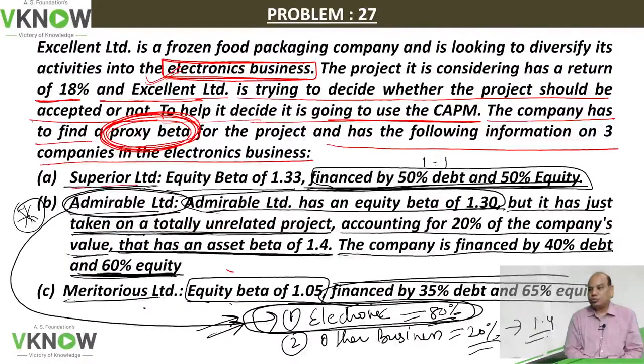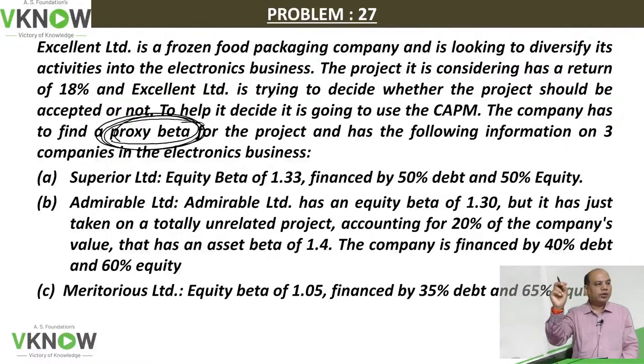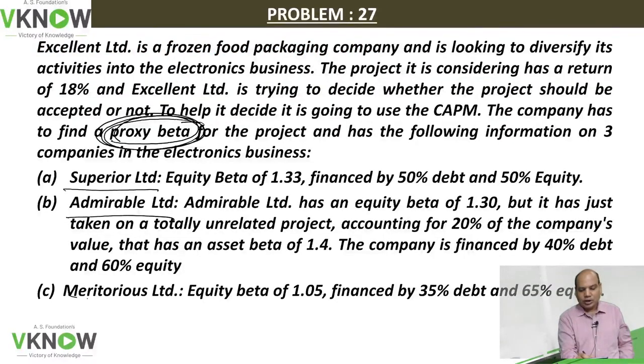So what I have to do, basically, the question is to find proxy beta, and using proxy beta we can find out the cost of equity or the cost of capital which will be required for discounting of the cash flow. But in this question we are not required to discount the cash flow. Our task is only to find proxy beta, and for that I will have to use these three companies.